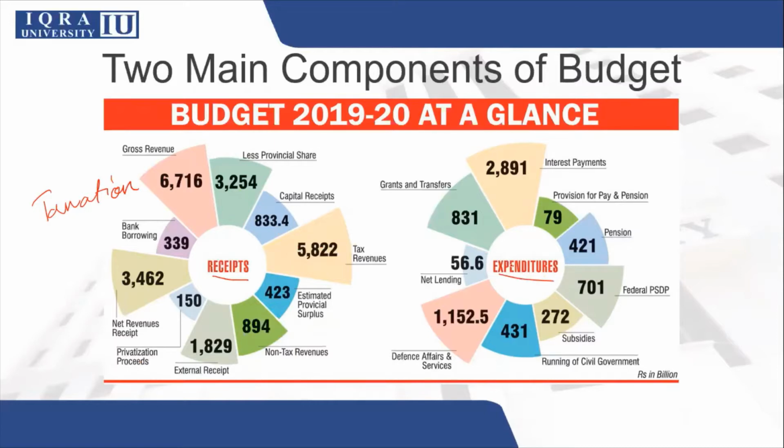Now, expenditure can be grants, transfers, interest payments, pensions, subsidies, running of civil government, defense and affairs, and there can be many other expenses as well for the government. Now, the government needs to manage these cash flows, these receipts, and these expenditures.